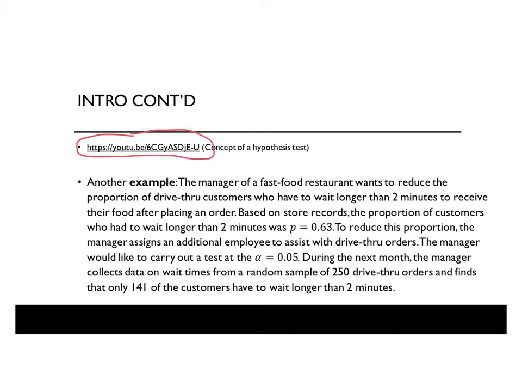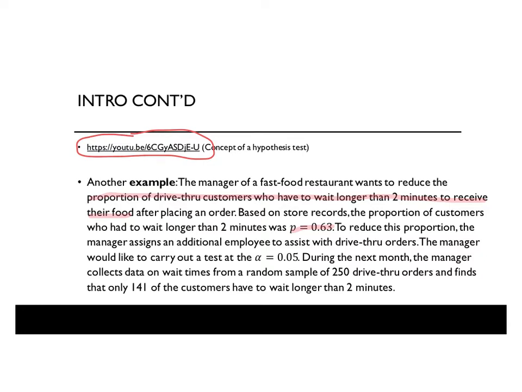But in our general example we'll start off with, we have the manager of a fast food restaurant who wants to reduce the proportion of drive-through customers who have to wait longer than 2 minutes to receive their food after placing an order. So the proportion of drive-through customers who have to wait longer than 2 minutes to receive their food is our parameter. Based on store records, the proportion of customers who had to wait longer than 2 minutes was P is equal to 0.63.